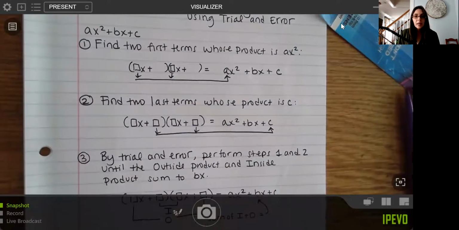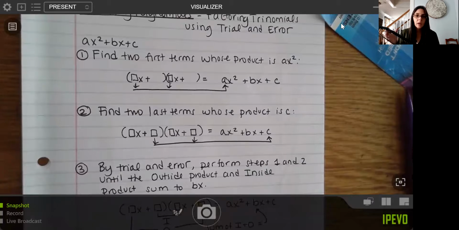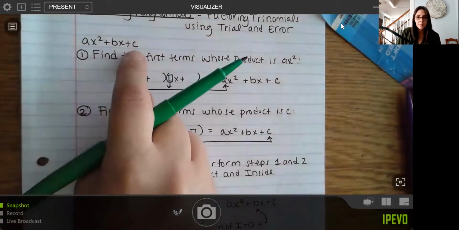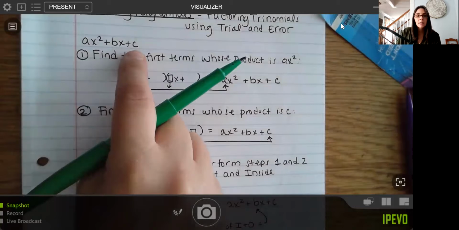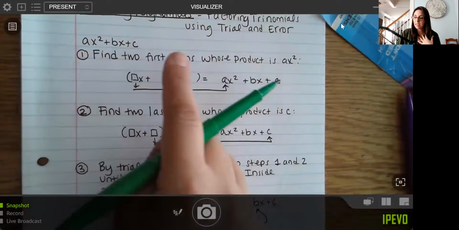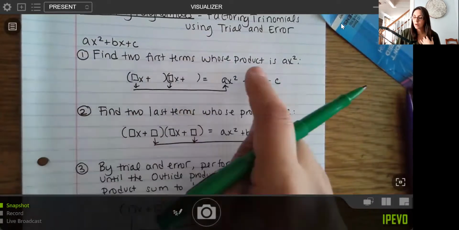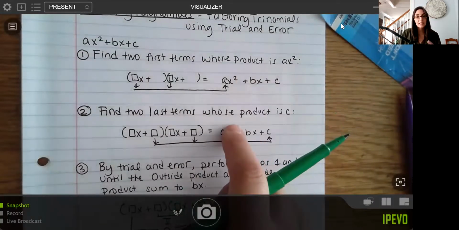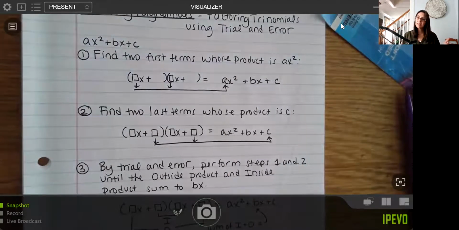So what you do here is you're basically going to factor your first term and your last term to find combinations that give you a when you multiply and c when you multiply. So that's what this is saying here: we're going to look for factors whose product is a and factors whose product is c. Now, it's not just that simple.